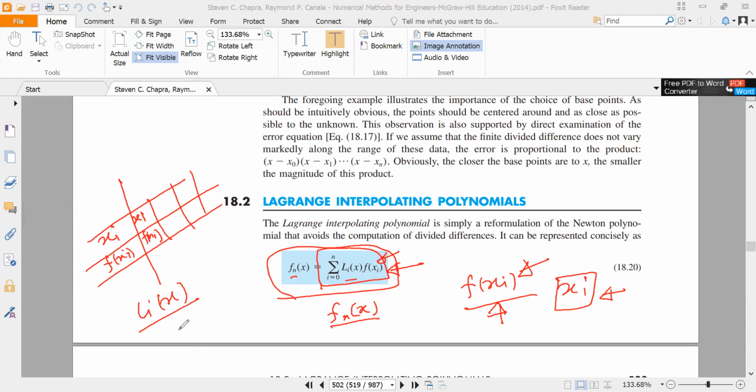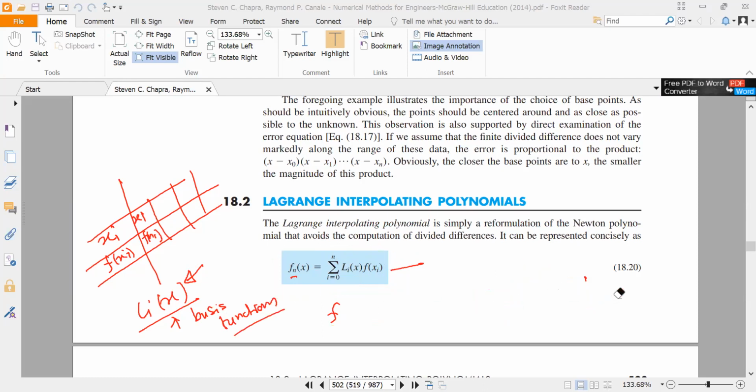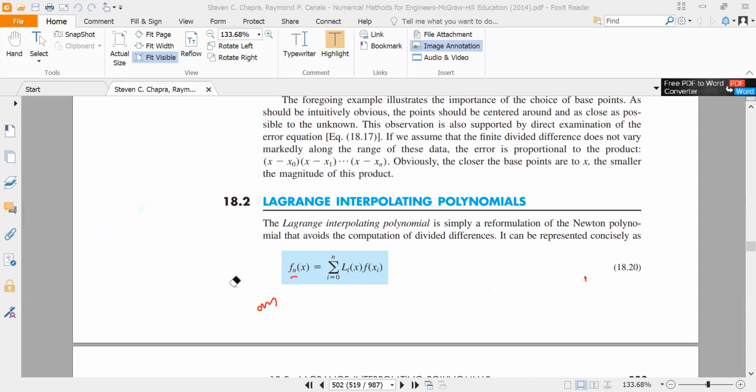So for each of your data points, you have to use a function. That function will have a shape that will be valid between two data points. It is very similar to, we can call, for example, this L1(x) as basis functions. I described basis functions during curve fitting. And again, you know this thing from your Fourier series, where you use basis functions that are sine and cosine.